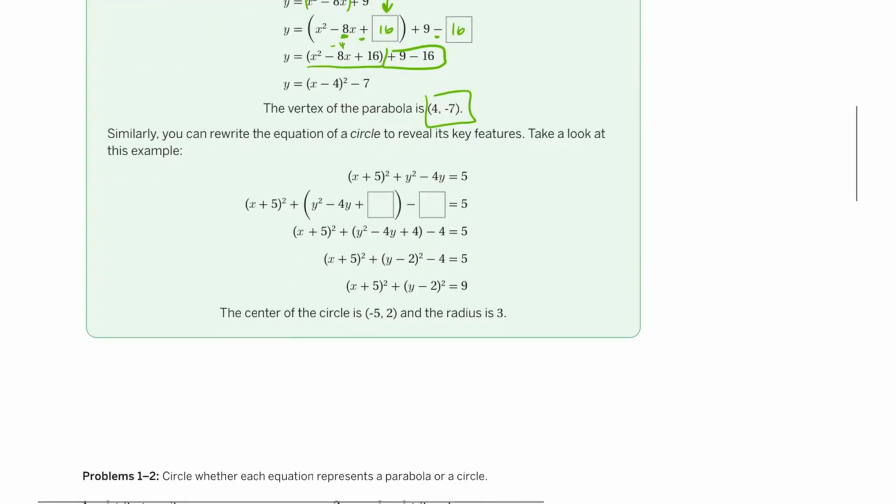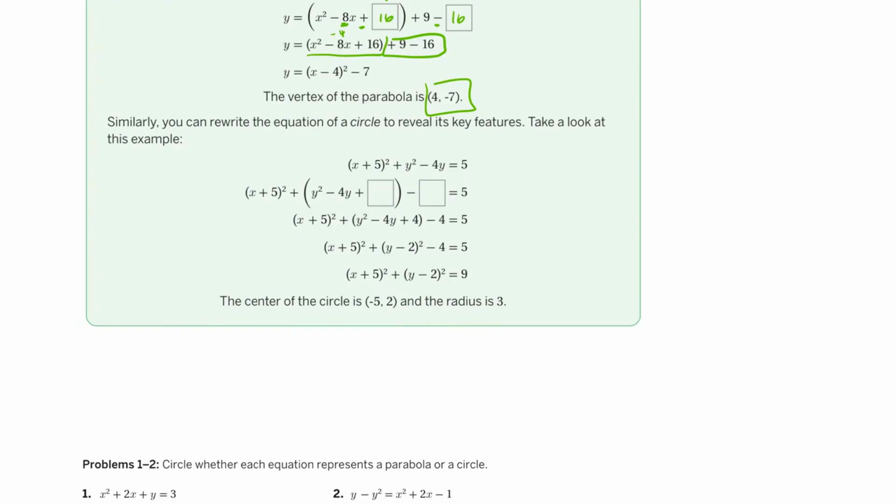For the other part, we talked about circles. Same idea, still completing the square here, right? The first one is already in our circle formatting, whereas this part here needs something to be added to it. So half of negative 4 is negative 2. Negative 2 squared is 4. Anything that we add to the inside, we also have to subtract to the outside.